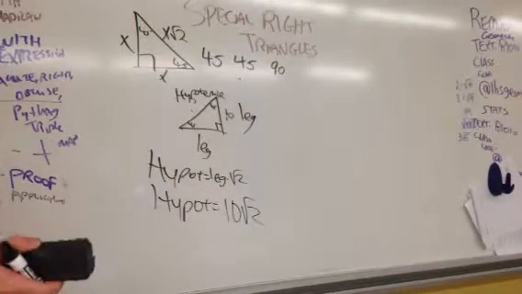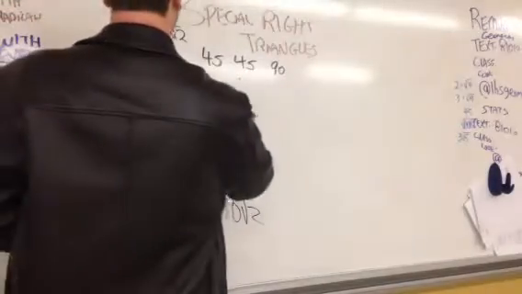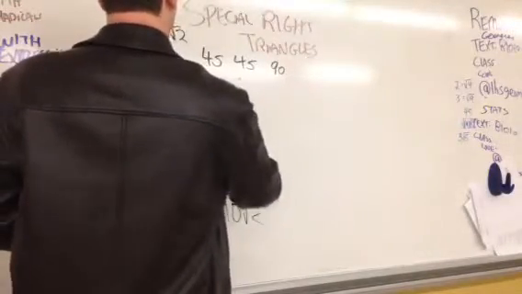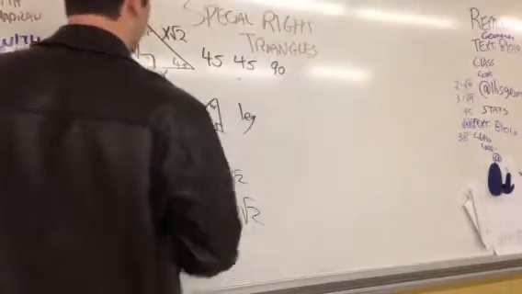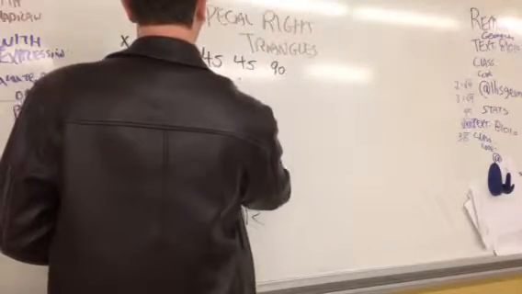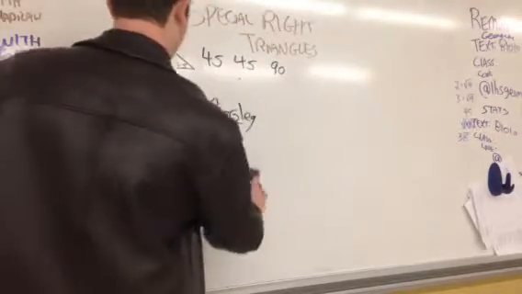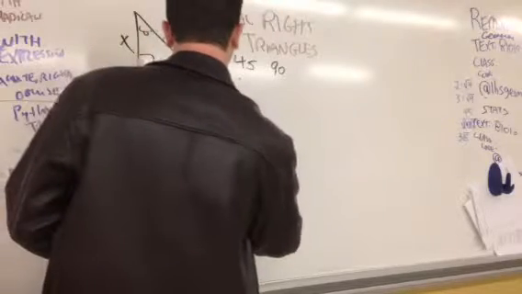Let's look at a couple more examples. Let's say, instead of my leg being 10, my leg is going to be 7 square root 2. All this still applies.